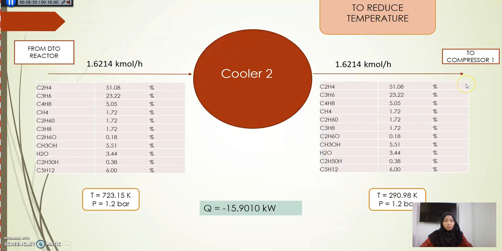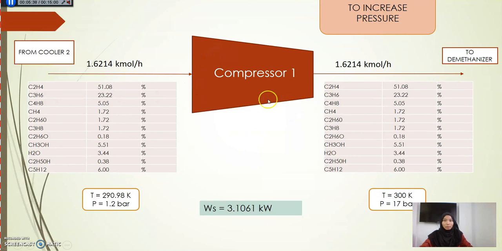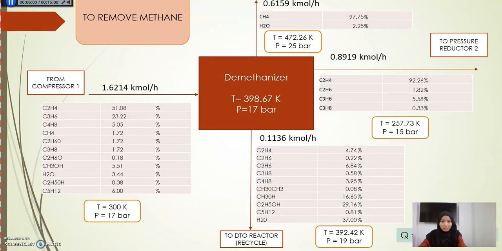Then from the cooler it enters compressor 1. For compressor 1, the input and output flow are also the same. The input temperature is 290.98 Kelvin, pressure 1.2 bar. The output temperature is 200 Kelvin, pressure is 17 bar. Work produced by the compressor is 2.1061 kilowatt.